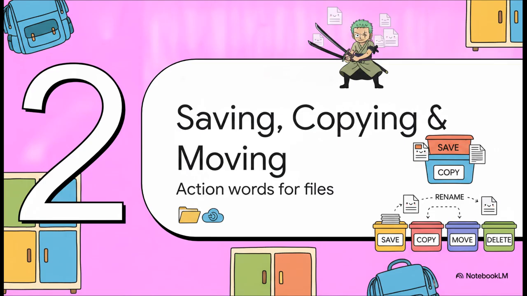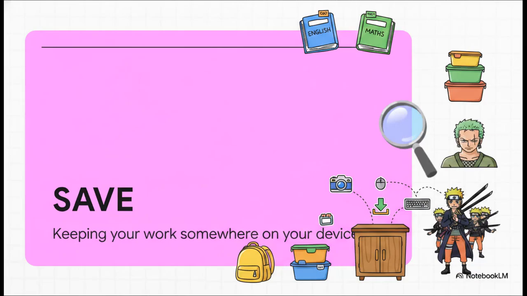Okay, moving right along to Section 2. Saving, copying, and moving. These are the action words for your files. Let's kick this off with saving. When you type something out, snap a photo, or download a file, your device asks you where you want to keep it. That action of keeping your work somewhere on your device is called saving. It's exactly like deciding whether to write a note in your English book or your maths book.